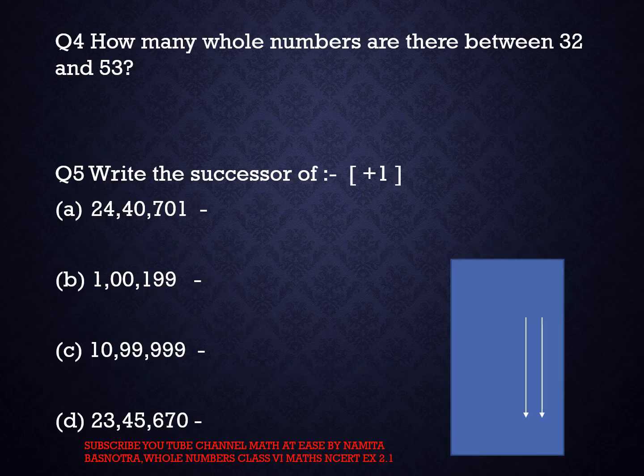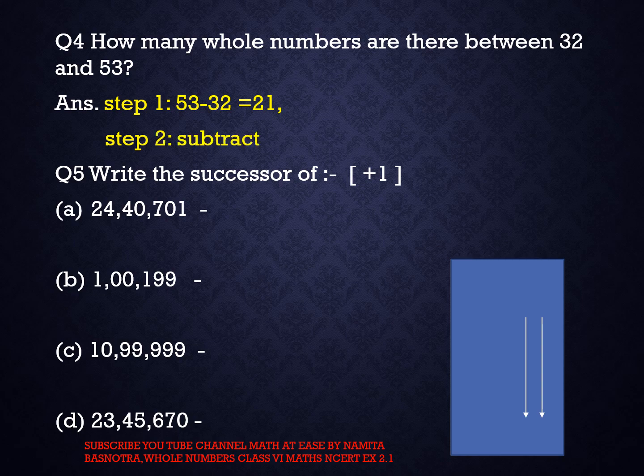Let's do question number 4 now. The question says how many whole numbers are there between 32 and 53? To answer this, you have to do this question in 2 steps. Step 1 is you will be doing 53 minus 32. So 53 minus 32 is 21. After that you have to subtract 1 from it to get the final answer. So 21 minus 1 is 20. So the answer is 20.